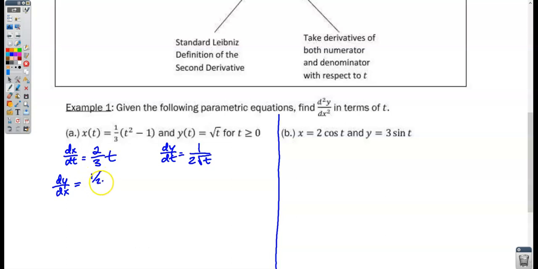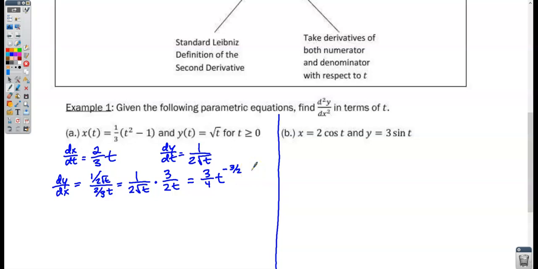1 over 2 square root of t divided by 2/3 t, which is the same thing as 1 over 2 square root of t times the reciprocal of this, which is 3 over 2t. So simplifying this, we end up with 3/4 t to the negative 3/2 as our value for dy/dx.